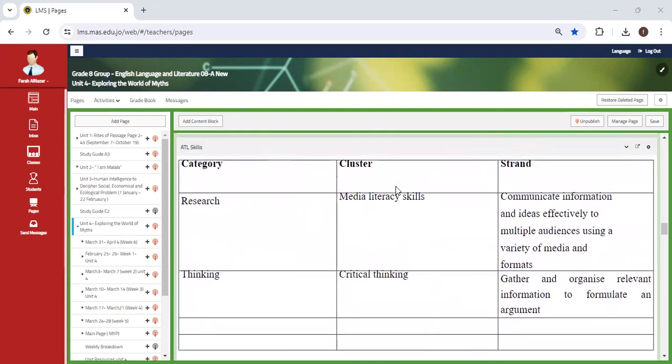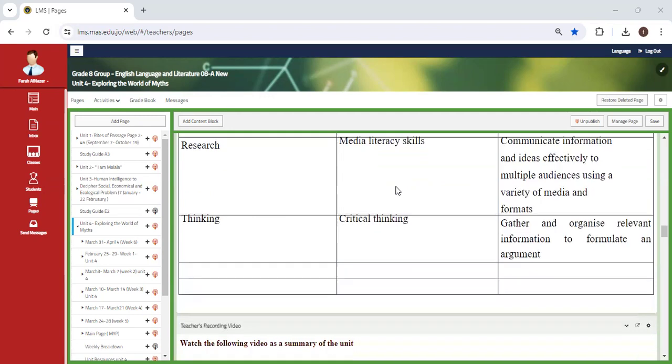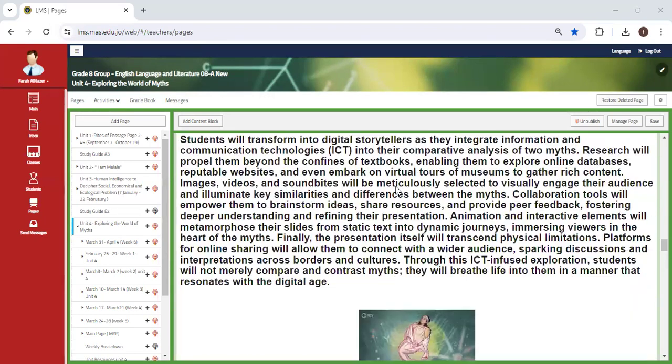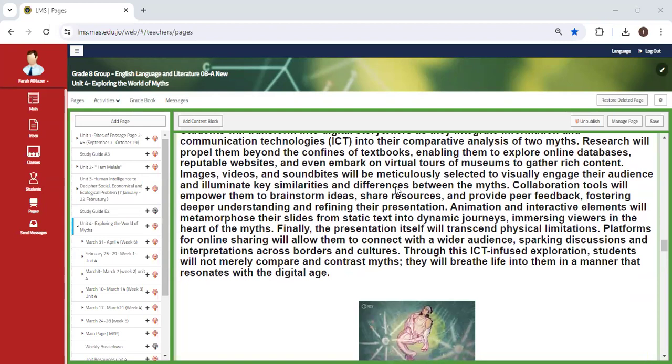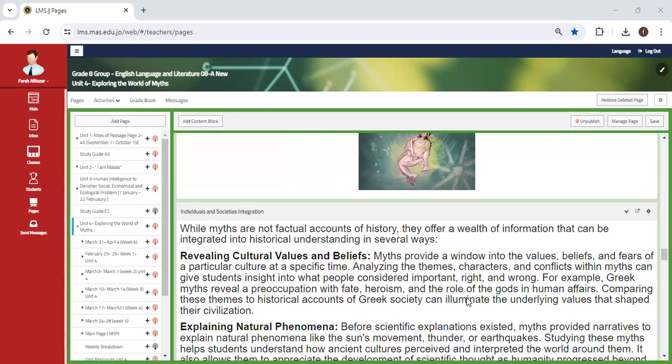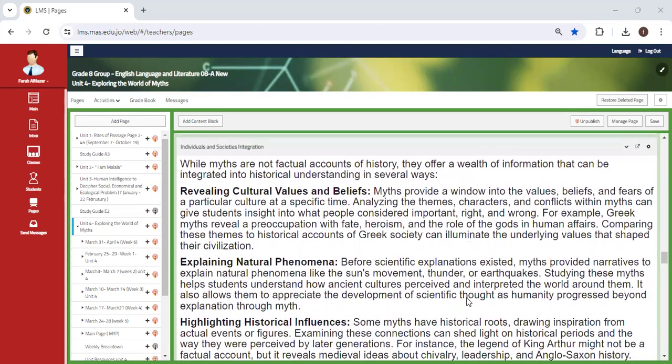Our ATL skills: research. Obviously, you're going to research and communicate information and ideas effectively to multiple audiences, and critical thinking. Now, why research, you're probably asking. Not only are you going to write a compare and contrast essay, but your A4 will be a compare and contrast PowerPoint presentation that aims to compare and contrast between two different literary works. Okay? Now, obviously, as I've mentioned, you're going to create a PowerPoint and collaborate with your peers to represent similarities and differences between myths.